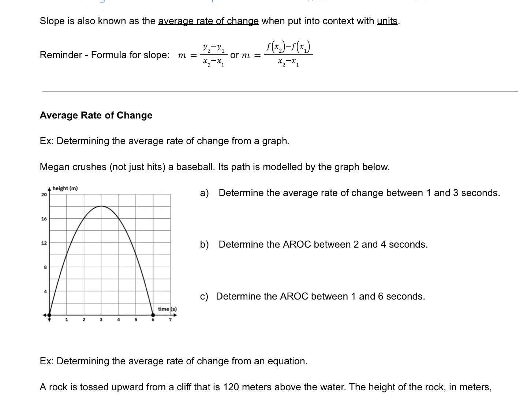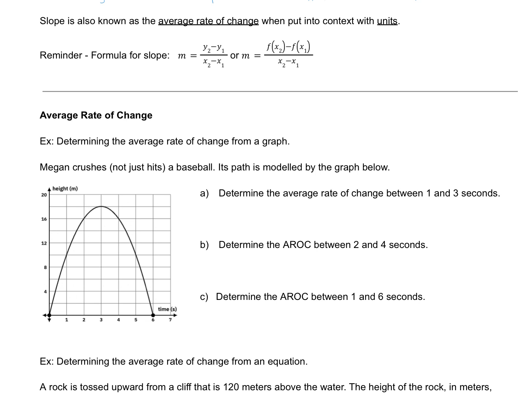So let's take a look at average rate of change. Like I said, average rate of change is just slope. So we're going to start off by determining the average rate of change if you're given a graph. So Megan crushes, not just hits, a baseball. Its path is modeled by the graph below. So she starts at time 0, she hits the ball, it flies up, then gravity brings it back down after 6 seconds. And it says determine the average rate of change between 1 and 3 seconds.